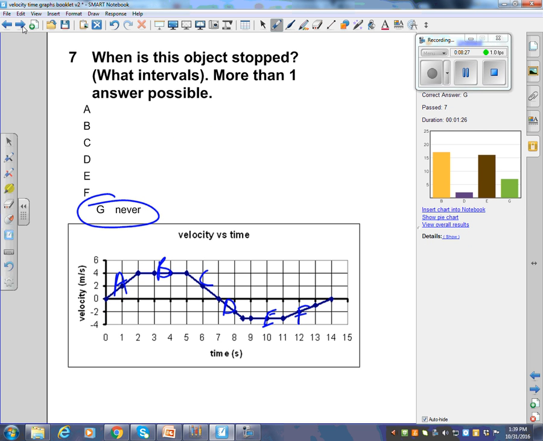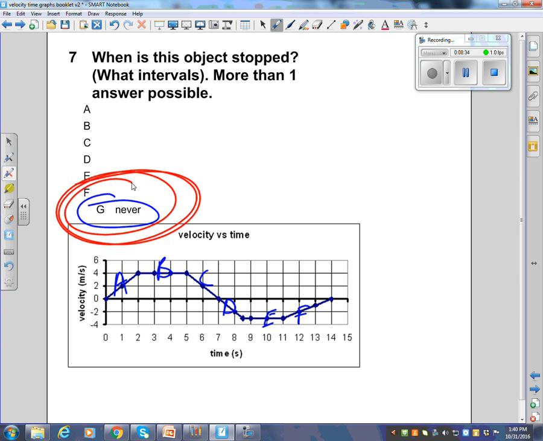Okay, now, when is this object stopped? The correct answer is G, never. Why is it not stopped B and E? Constant speed. Again, remember, not a position time graph. If it was a position time graph, a flat slope means it stopped. Are you going to make that mistake on the test? Yes. Don't. Well, I'm telling you right now not to. Check what kind of graph it is and think it through.